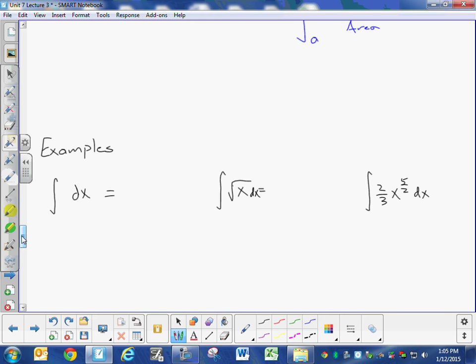So, here are some examples using this antiderivative notation. The first one's probably the trickiest one. If you don't understand the first one, do the second and the third.